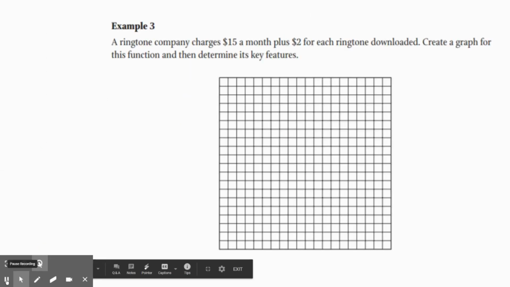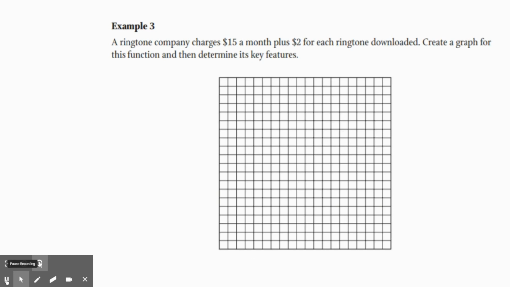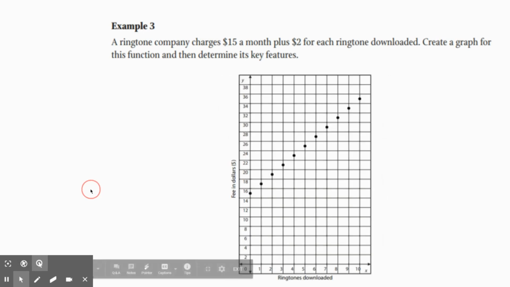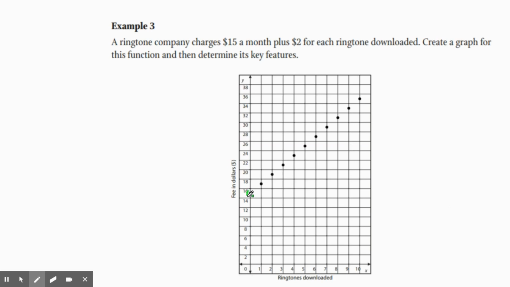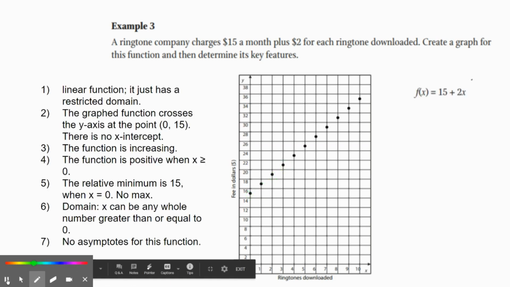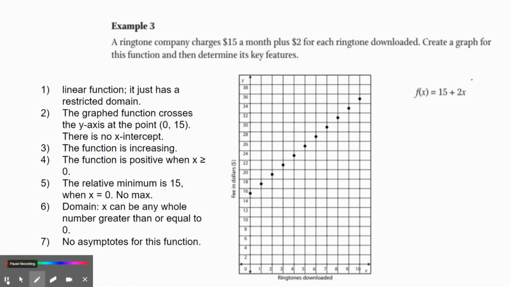A ringtone company charges $15 a month plus $2. Create a graph and determine its key features. Here's the graph, and notice it's discrete data. It's not going to be a continuous line because you can only buy 0 ringtones, 1 ringtone, 2 ringtones, 3 ringtones. This is a linear function, but it does have a restricted domain to whole numbers.